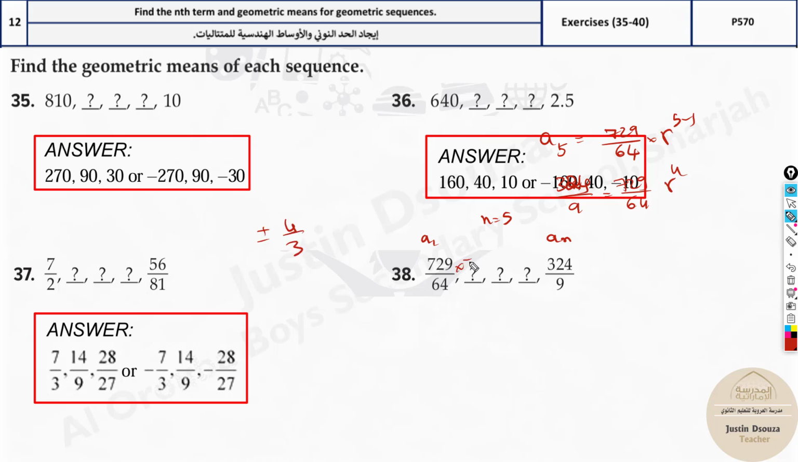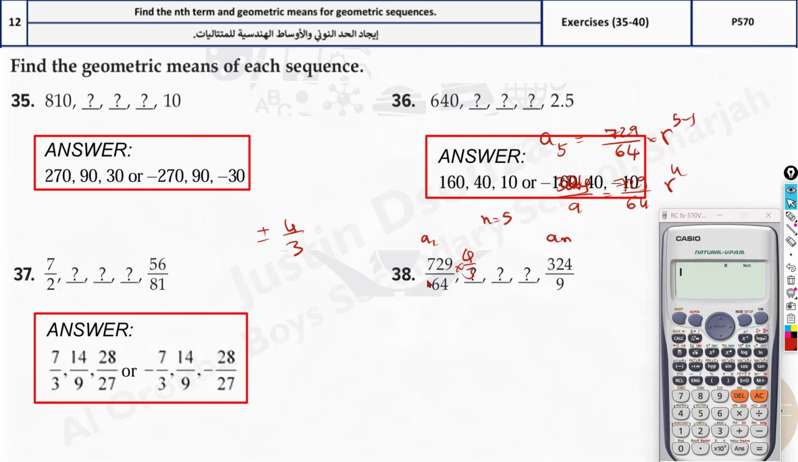Now you just have to multiply, first multiply plus 4 by 3, then minus 4 by 3. So whatever answer you will have, two different answers. Let's do that in the calculator. Here let's take the first term, 729 multiplied with 60 divided by 64 multiplied with 4 by 3, 4 divided by 3. Let me do the negative one now.